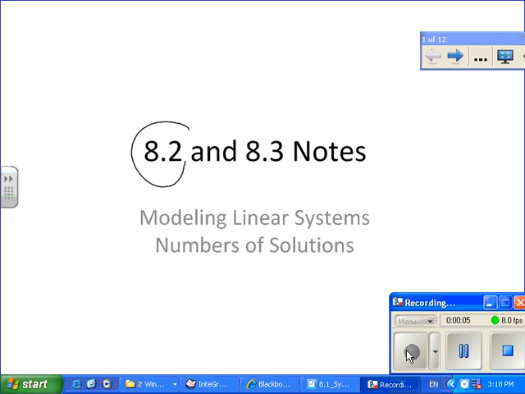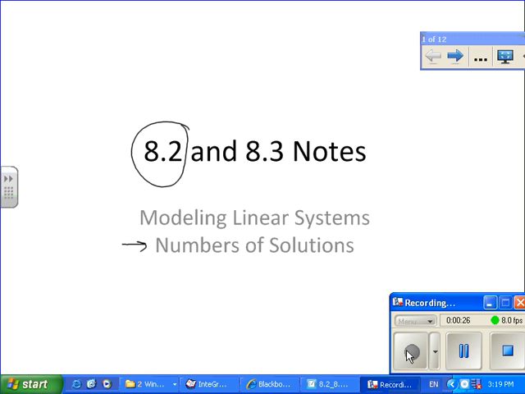We are looking today at modeling linear systems. We're going to start by just modeling a linear equation, and then we're going to take that to the next level where we have two equations, which is a system. Okay, 8.3 I'll cover in another lesson here. So 8.2 is what we're looking at right now.